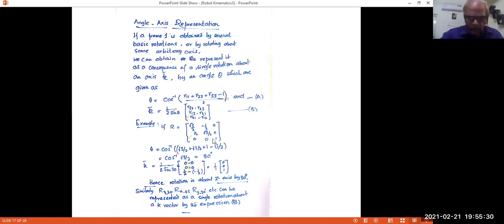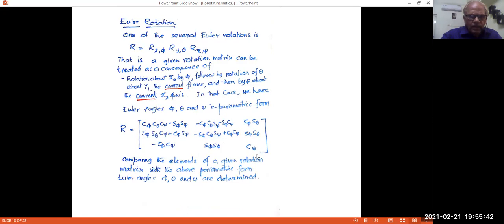Of course, I have taken a simple example to demonstrate these two expressions, but it's valid for any arbitrary rotation, arbitrary frame. Next is Euler rotation. Euler rotation is rotation about z by an angle phi, followed by a current frame rotation about y by an angle theta, and then about the current z again by an angle psi. If you write the three matrices corresponding to z, y, and z rotations by the respective angles, you will get this matrix in parametric form.